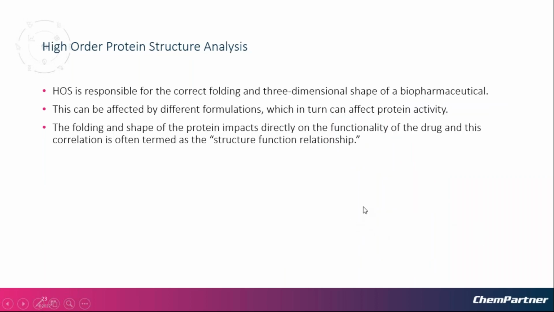For biopharmaceutical characterization, we also talk about high-order protein structure analysis. The high-order protein structure is responsible for the correct folding and three-dimensional shape of a biopharmaceutical. These can be affected by different formulations, which in turn can affect protein activity. The folding and shape of the protein impact directly on the functionality of the drug, and this correlation is often termed the structure-function relationship.